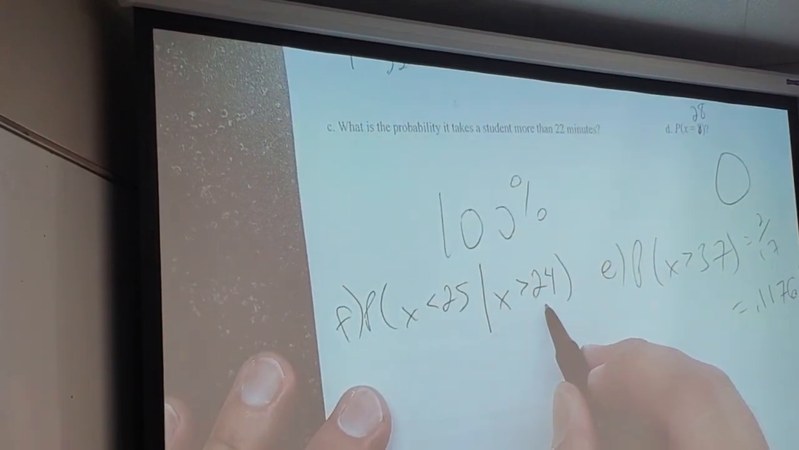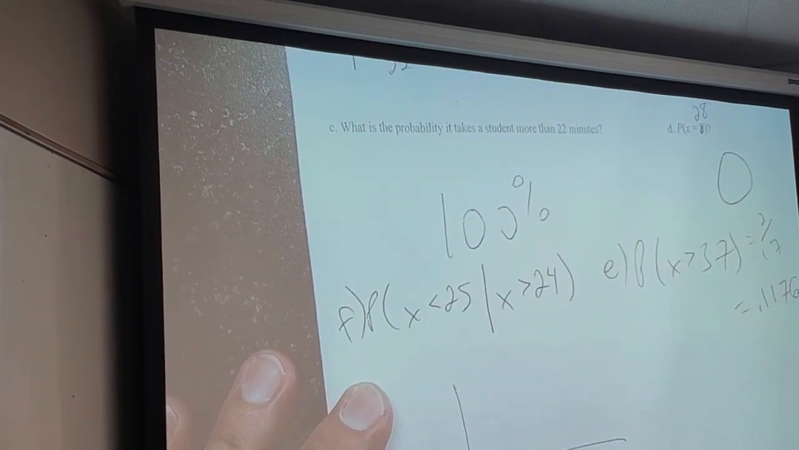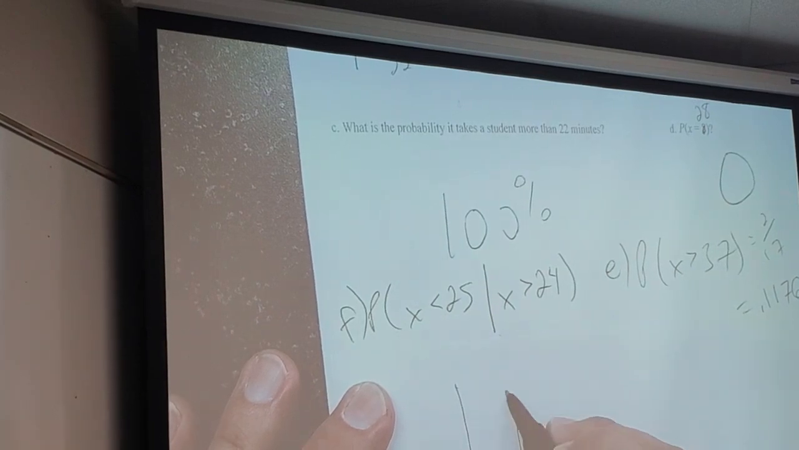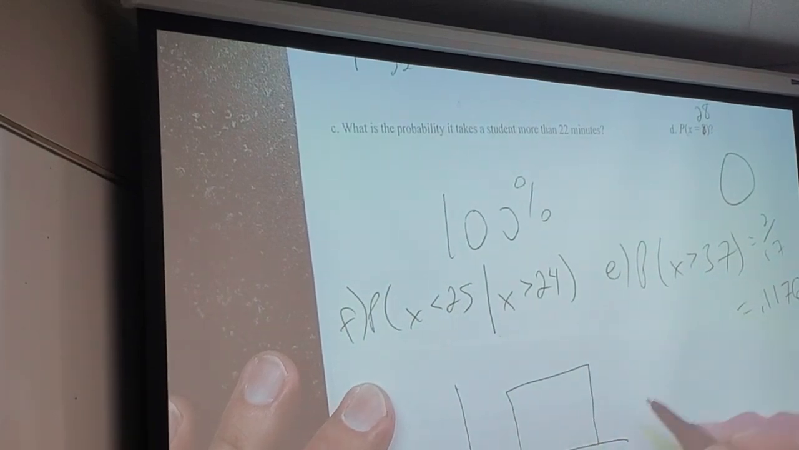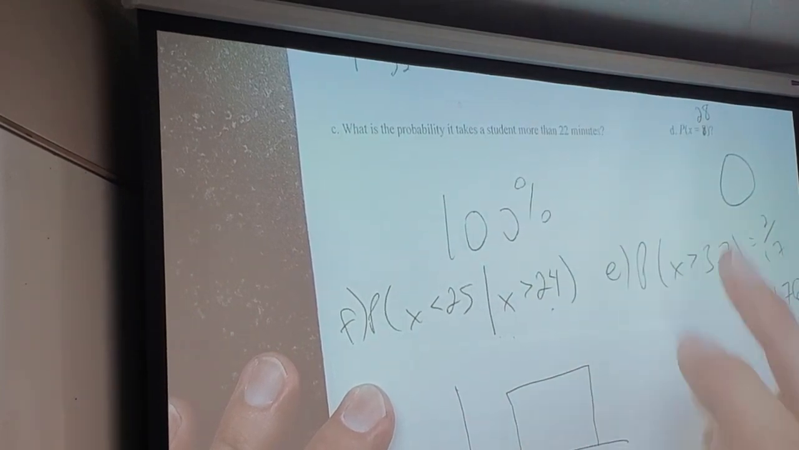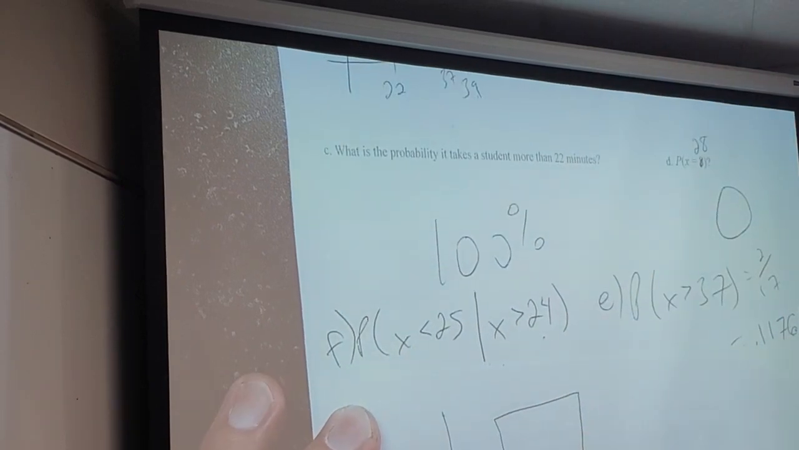Given that x is greater than 24, the picture changes now. So now it starts where? 24. And goes up to? No, it doesn't go up to 25. Given that x is greater than 24, so it goes from 24 to 39. Used to start at 22, now it starts at 24. You with me?